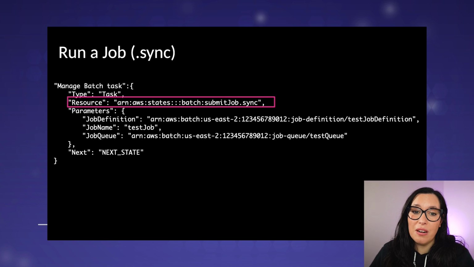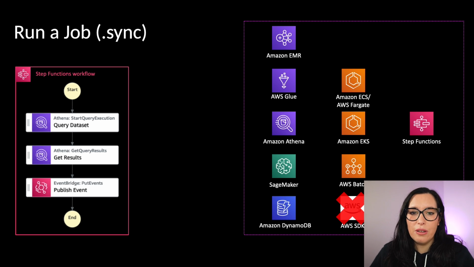If you want to get started with it, basically you need to define your task state, and in the resource, what you will do is append .sync to the API. And in that way, you will get started. Here, you can see the state machine that is querying Athena using that optimized integration that has support for .sync. We will see it in the query of the data set. And on the side, you can see all the services that have support for this integration pattern, and it's not available for the AWS SDK. So that's important to know.